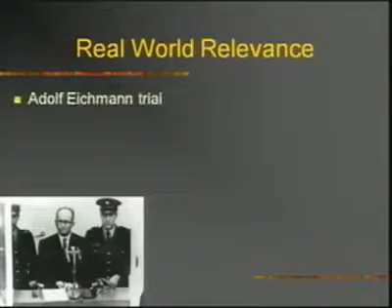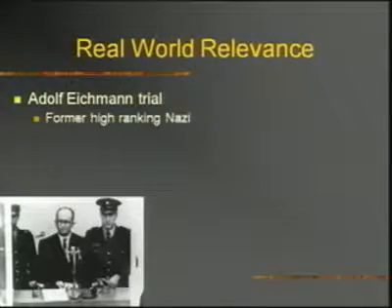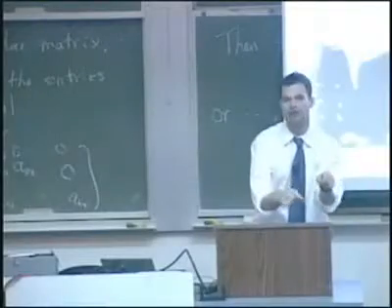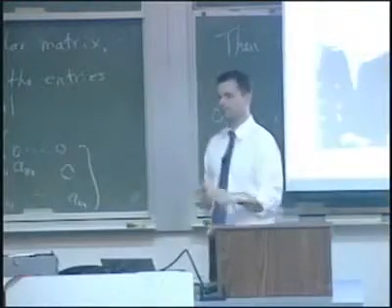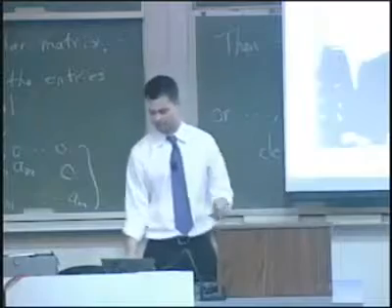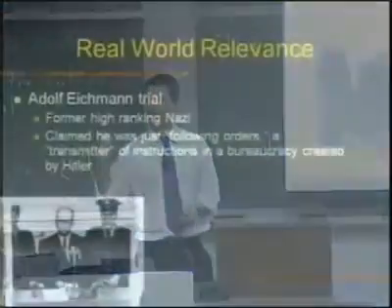So this very specific real-world relevance is the Adolf Eichmann trial. And Adolf Eichmann was a former high-ranking Nazi official, and really a bureaucrat. He was in the condition of the study where the person took orders from the originator of the orders and then gave them to this other person who had to press the button. That was kind of him, that 90% condition. And that was exactly his defense. He claimed that he was just following orders.